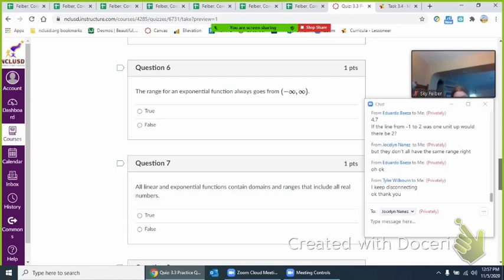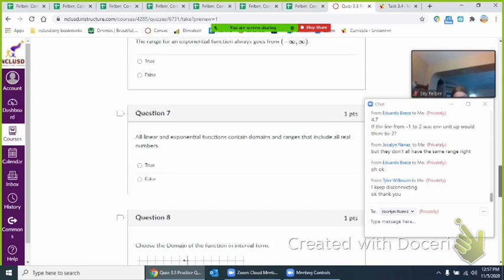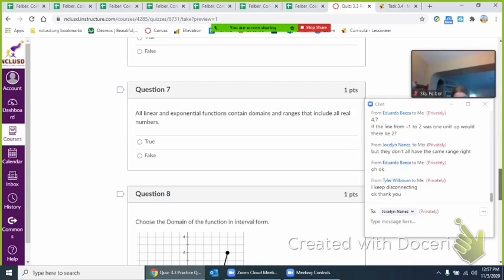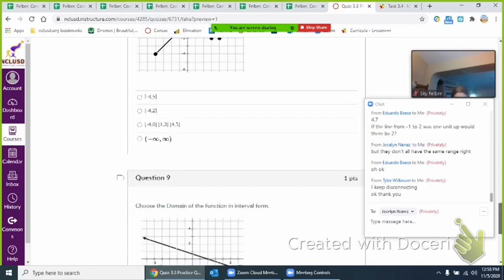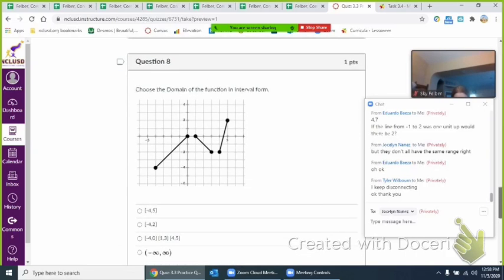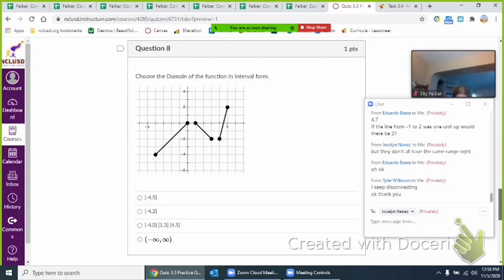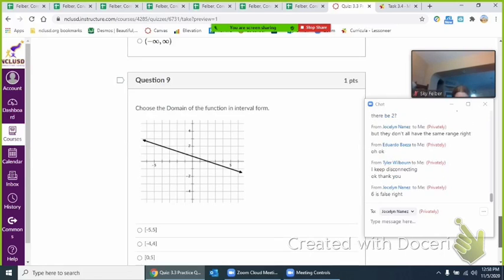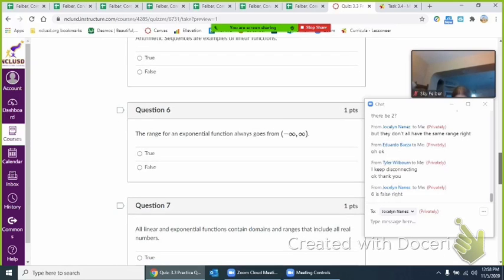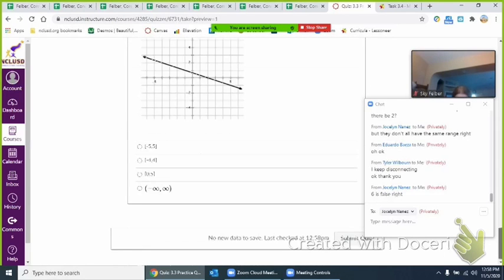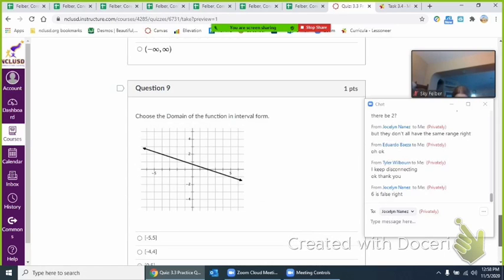This says the range for an exponential function always is all real numbers. We talked about that at the beginning. This one says all linear and exponential functions contain domains and ranges that include all real numbers. Same thing, we talked about all that. And then the last ones: just choose the domain of the function. We talked about that.